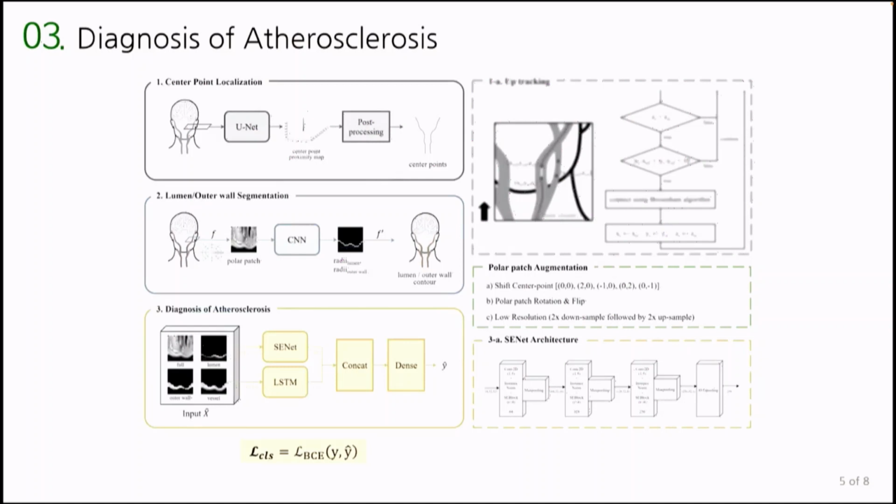The model for diagnosis of atherosclerosis is composed of the squeeze and excitation network and long short-term memory modules. The input X is a per-channel image and is obtained by applying masking to the polar patch. This model performs binary classification and is trained with binary cross entropy.